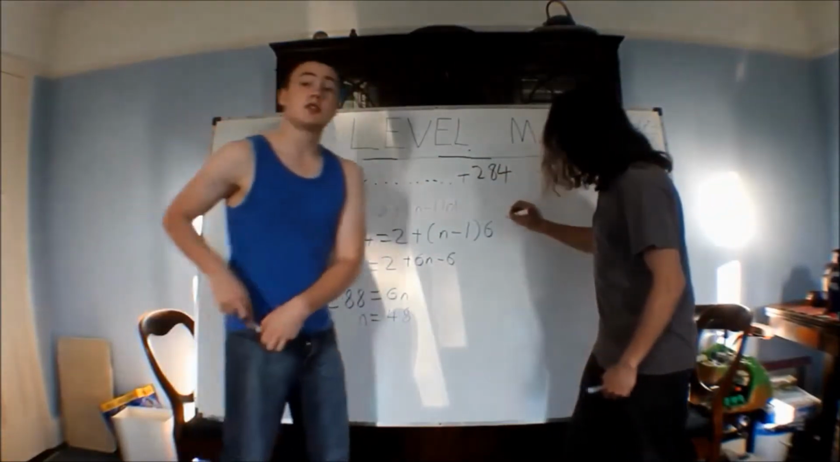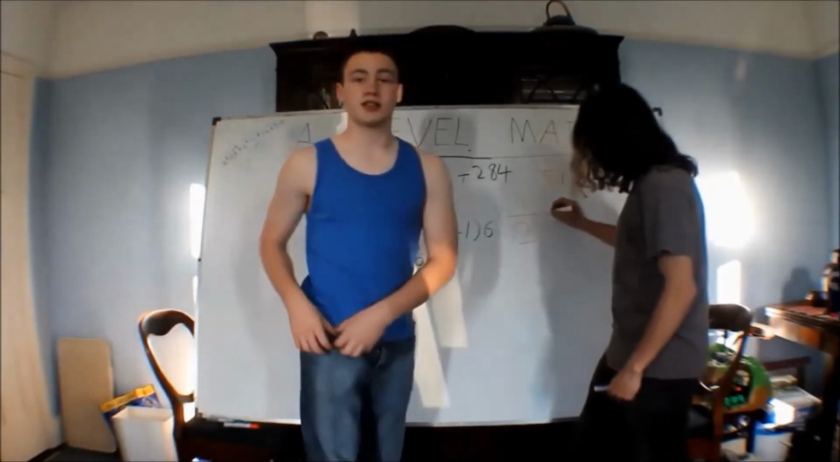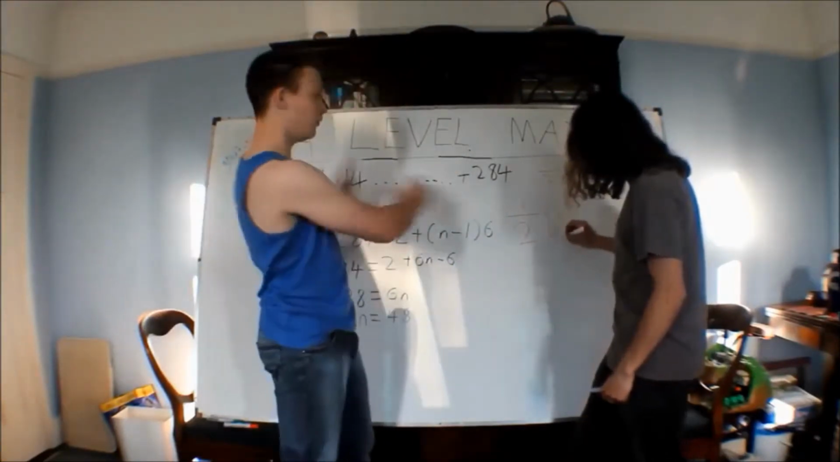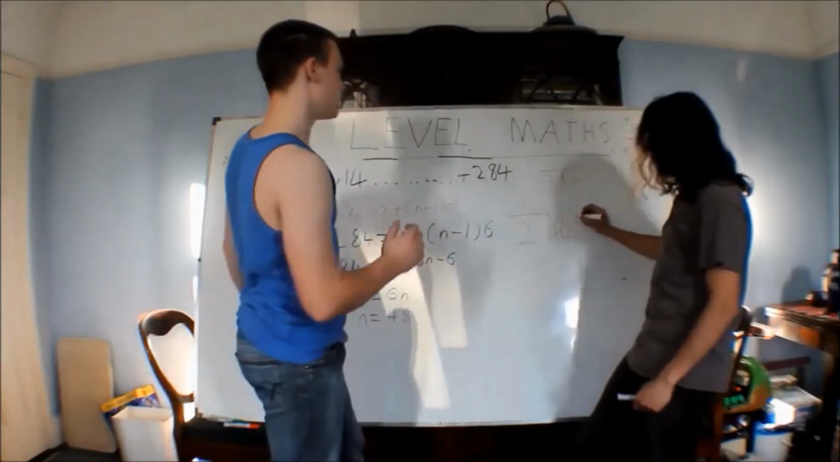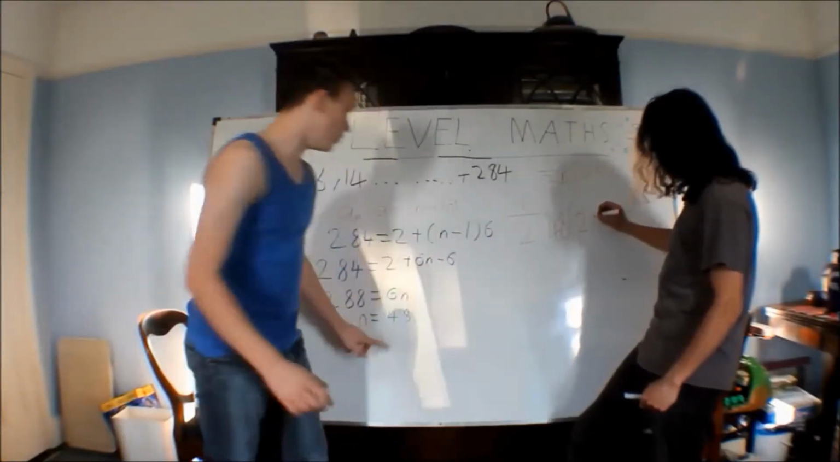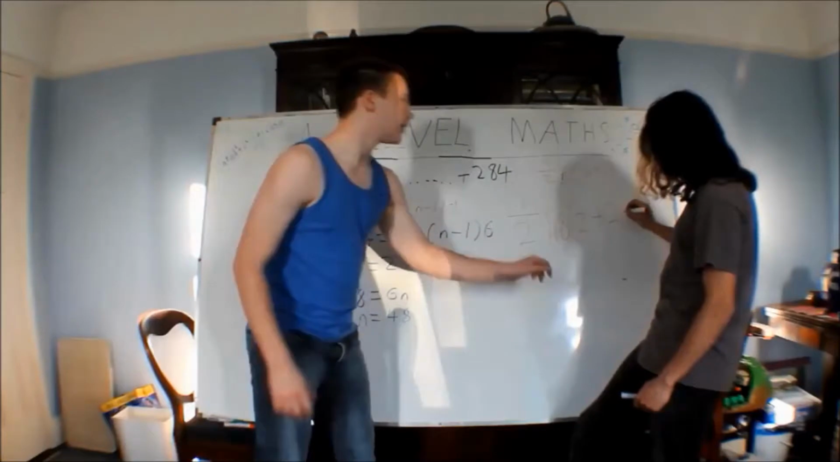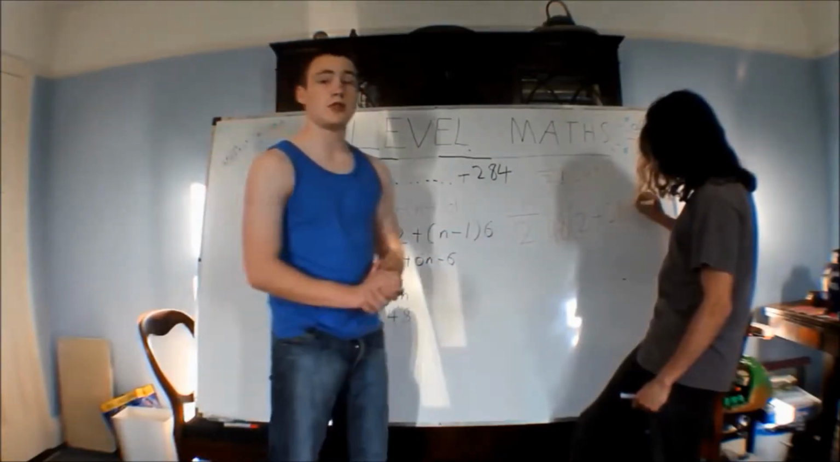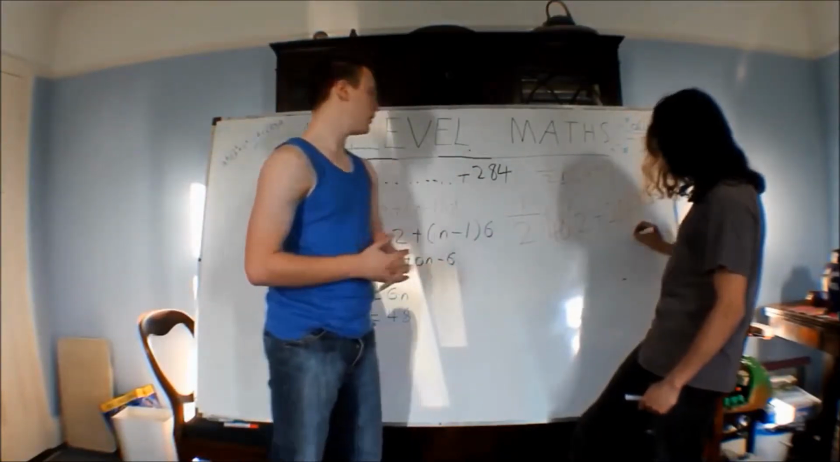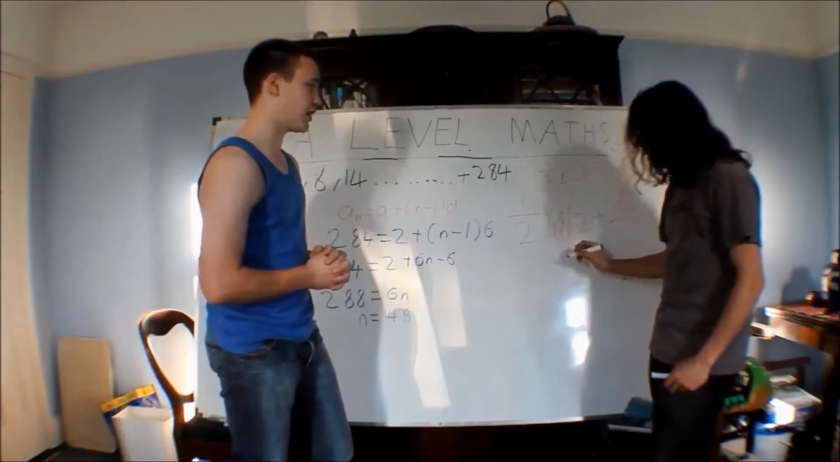You do it in red. I will. So we've got half n times (a plus l), and that will give you the sum of all of this in an arithmetic sequence. So half times 48, and then in brackets, 2 plus 284. L is the last term. I'm going to need the calculator again.